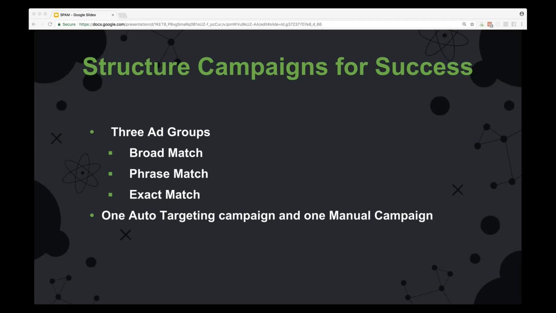So there's a ton of value in running a manual campaign with broad, phrase, and exact match ad groups, and then also an auto-targeting campaign that you can move terms over from.